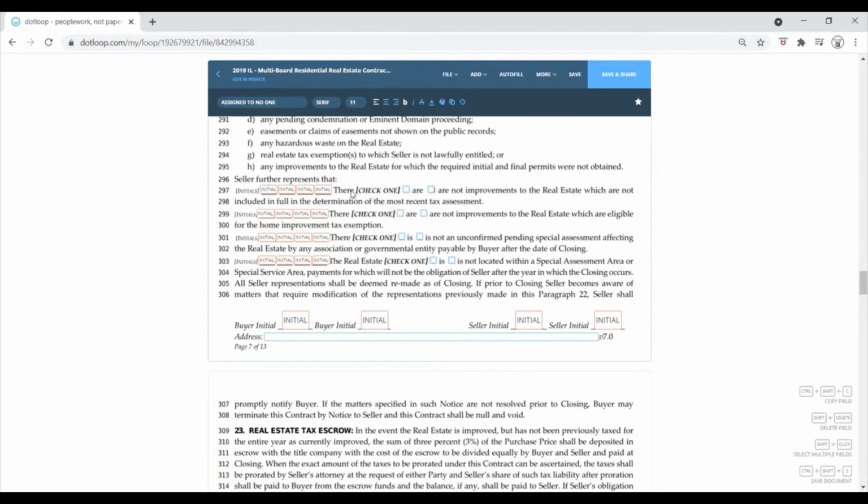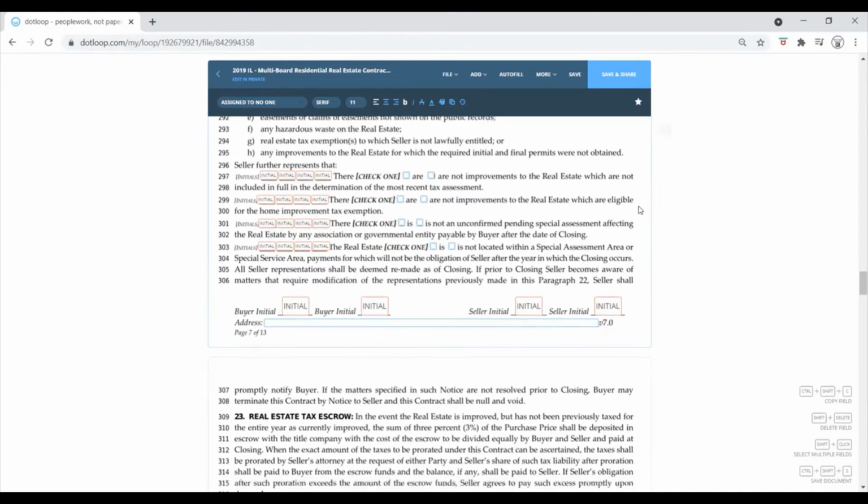So for instance, there are not improvements to the real estate which are not included in the full determination of the most recent tax assessment. And you would say this means that you haven't made any improvements that are going to change the way the city assesses your taxes, where they're going to charge more, because we would need to let them know about that, okay?